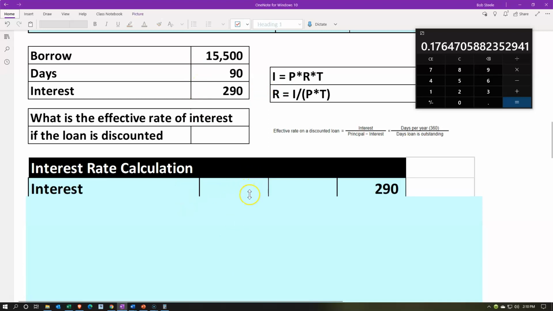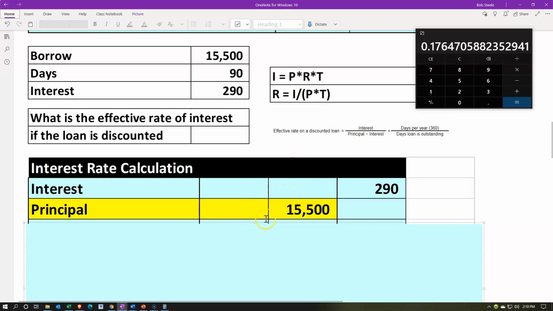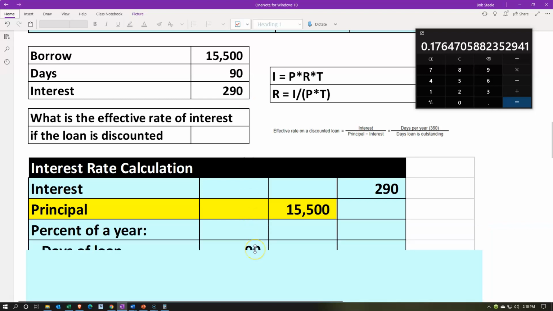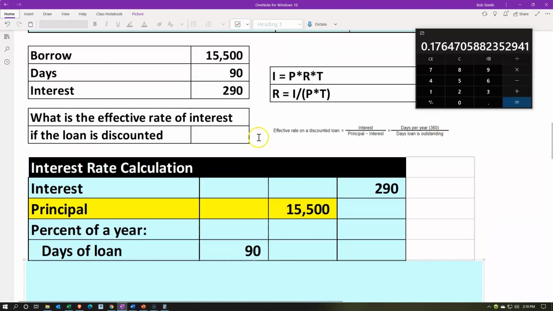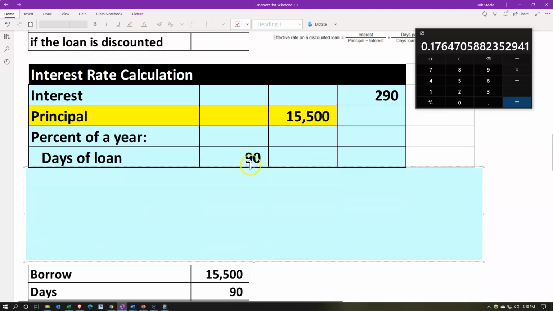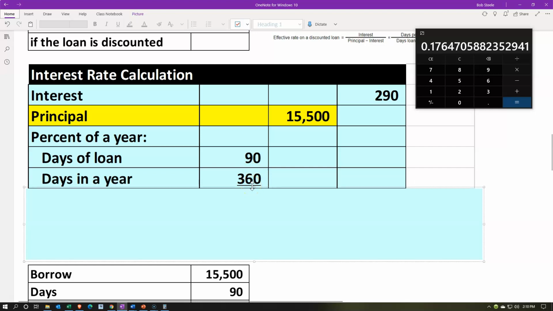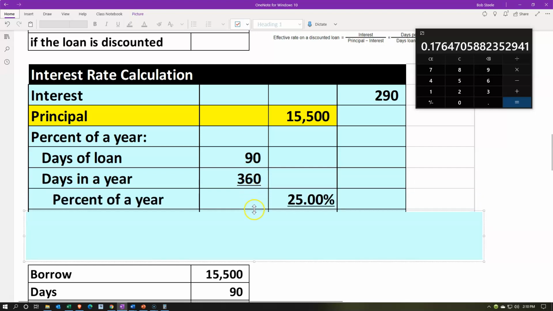So we'd say, okay, the interest was 290. That's going to be the interest divided by P times T, which is going to be the principal at the 15,500. This is the full loan amount because we're not doing the discounted calculation. We're just trying to calculate the normal kind of interest here. And then the percent of a year is going to be the 90 days divided by the number of days in a year, which is going to be 12 times 30 or 360. So 90 divided by 360 is 25%. So 25% of the year.